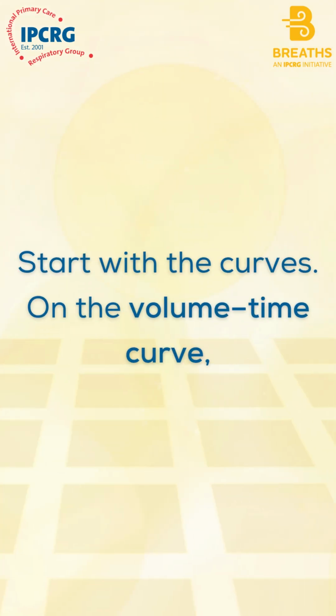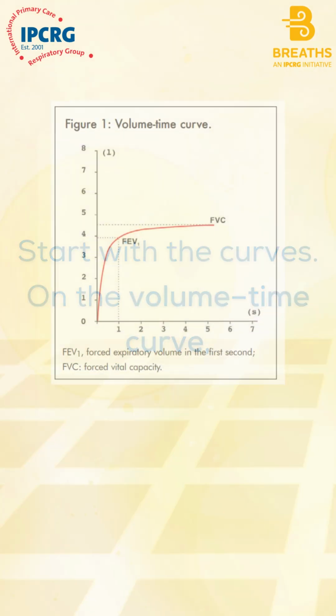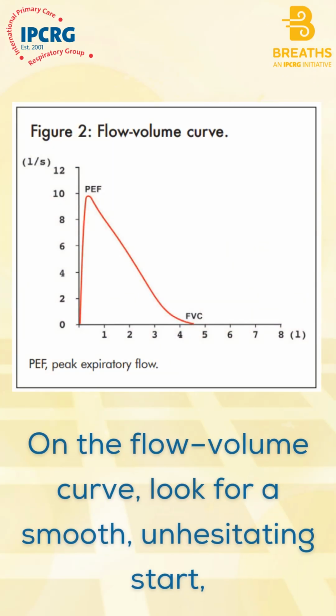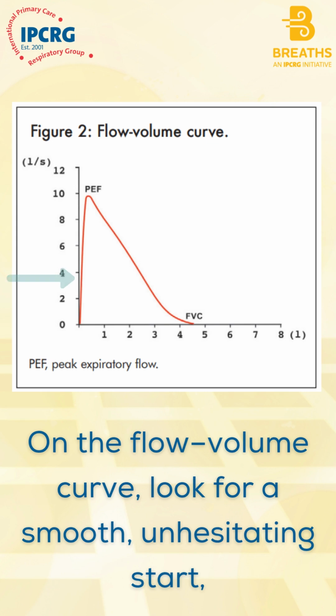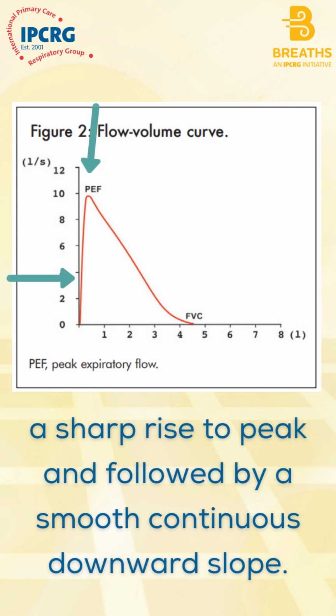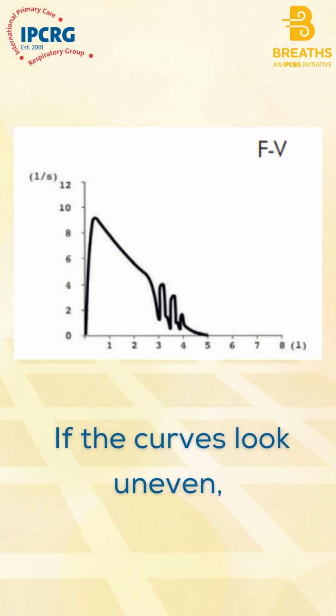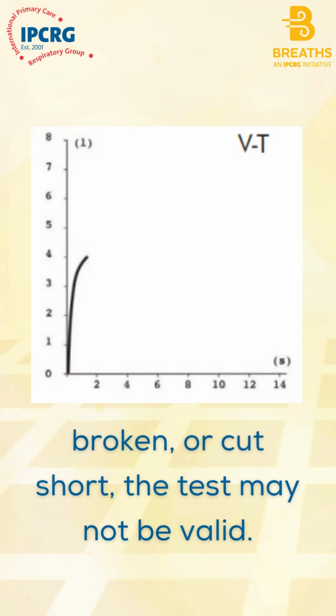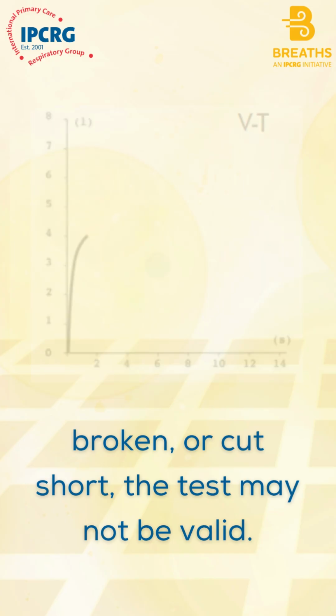Start with the curves. On the volume time curve, you should see a steep rise that flattens into a clear plateau. On the flow volume curve, look for a smooth, unhesitating start, a sharp rise to peak, followed by a smooth, continuous downward slope. If the curves look uneven, broken, or cut short, the test may not be valid.